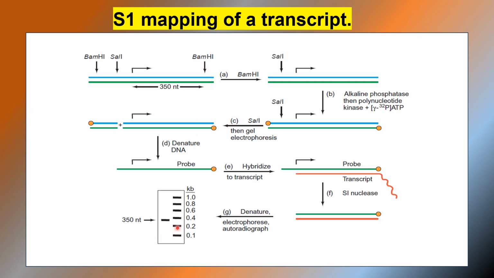Let's suppose our electrophoresis product comes at a band of 350 nucleotides. That means from this BamHI site up until this region, we have 350 nucleotides, and we can easily say that this is the region where the transcription begins. So this was the entire process and procedure of S1 mapping and why we conduct it.